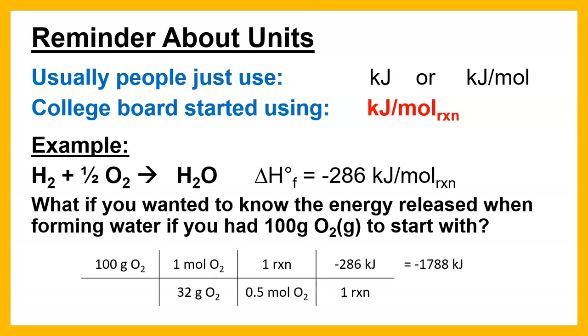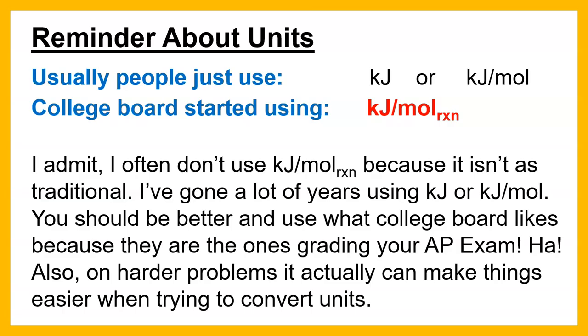But I will tell you, having done this for a long time, I think if you can get in the habit of using the units the way College Board intends, you're going to end up doing better. You're going to make fewer mistakes. They are purposely phrasing their questions in such a way that this unit conversion method ends up working in your favor, okay? And because we're in an AP class and there's the AP exam and it's College Board deciding how it's graded, we need to be doing it the way they like, okay?